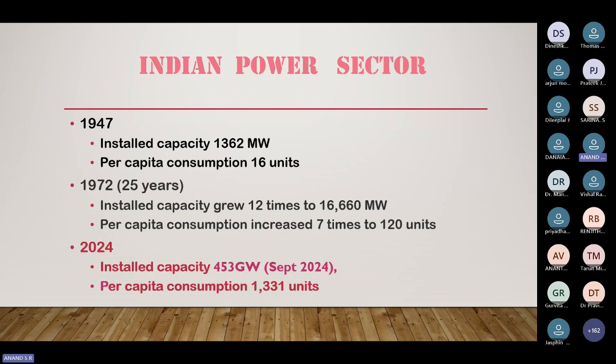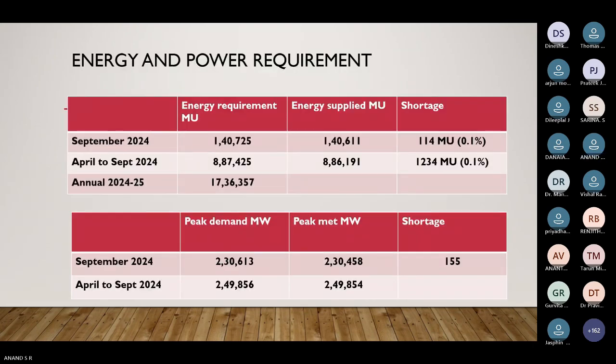And now, if you look at the requirement of energy and requirement of power, as we said, we have about 435 gigawatts of installed capacity now. But in September 2024, if you go through the lower part of the table, the peak demand was only 230 gigawatts. And if you take the entire period from April to September, then summer was also there.